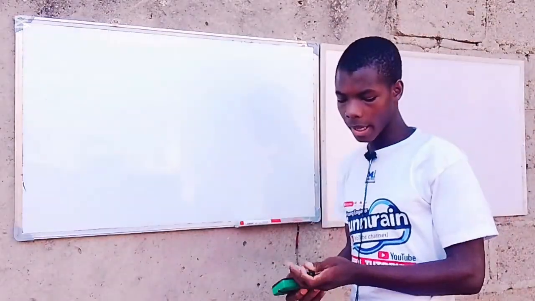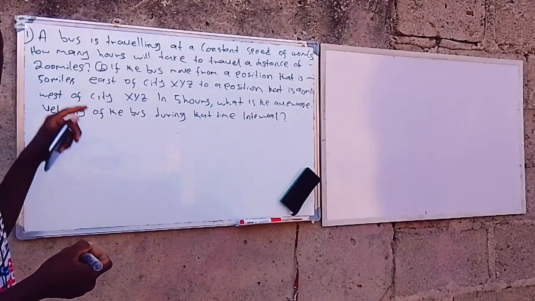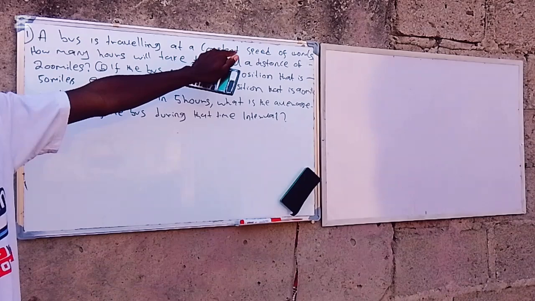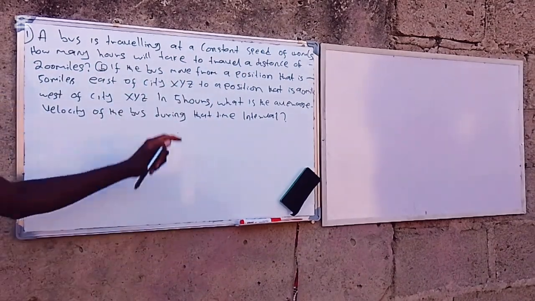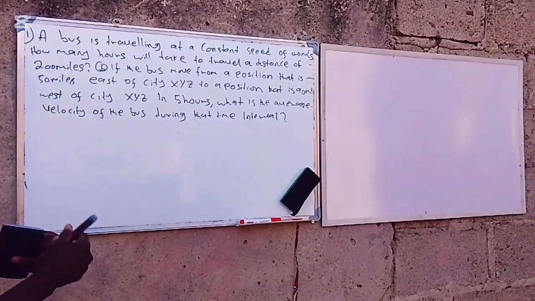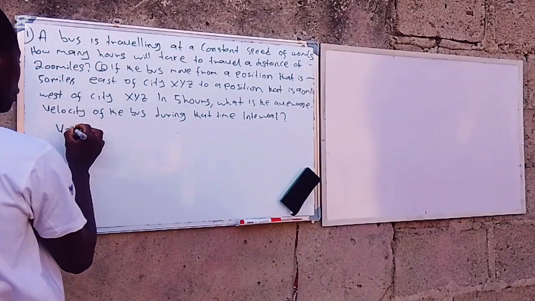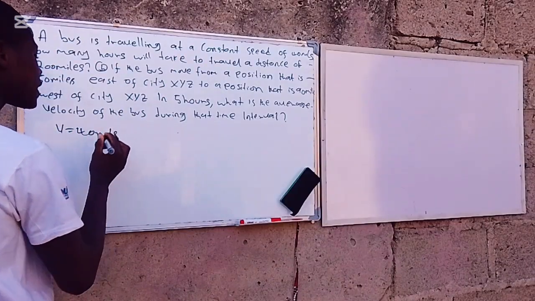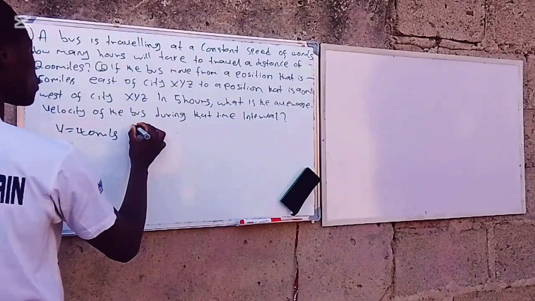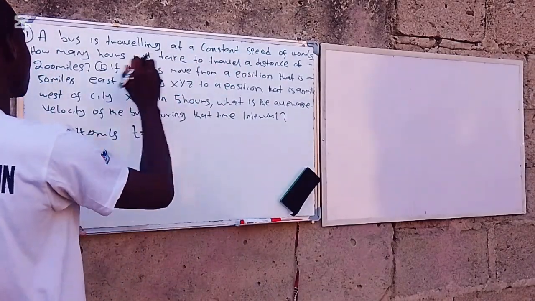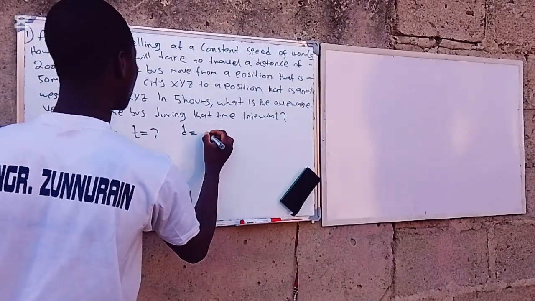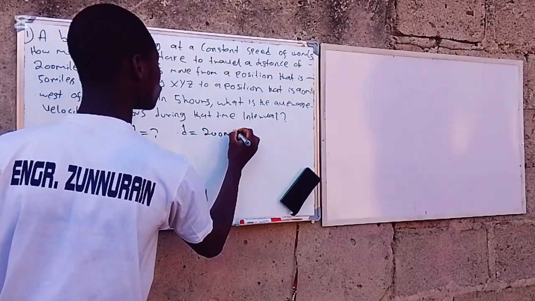So let me see, I have some examples. The question says: a bus is traveling at a constant speed of 40 meters per second. How many hours will it take to travel a distance of 200 miles? So the velocity is 40 meters per second, and how many hours? So we are looking for time, but not in seconds, in hours, to travel a distance. So therefore the distance should now be 200 miles.